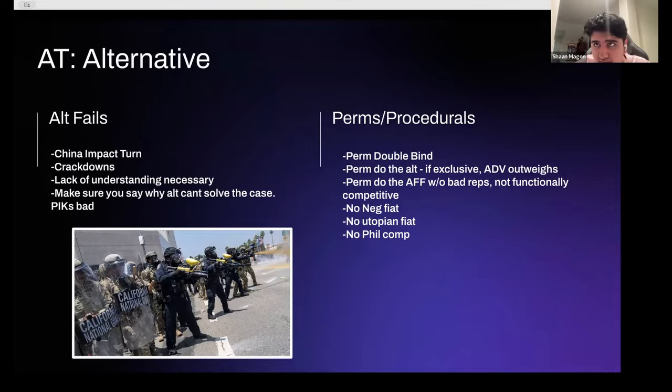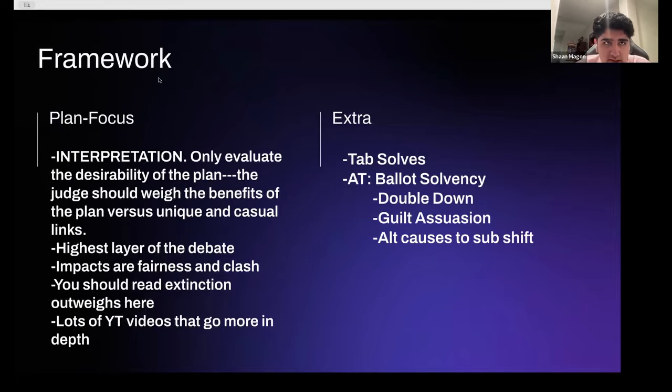So yeah, keep in mind this is very important. You should not spend a lot of time on this because most teams will not go for a mature alternative, because all these arguments, especially perm double bind and crackdowns, are all very true. So they usually go for refusal. That's where framework comes in. This is what you should be spending most of your time on.